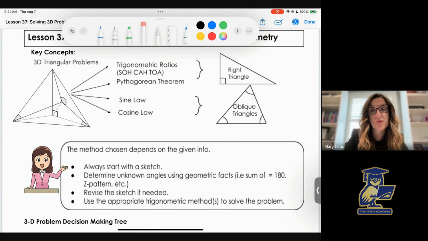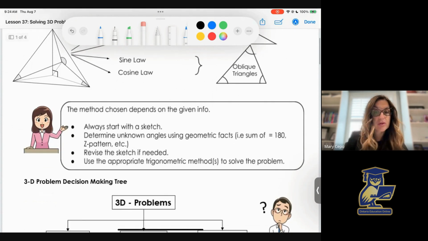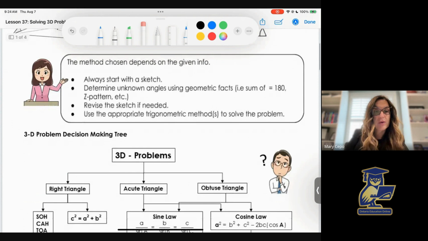So if we have an oblique triangle, something that is not 90 degrees, we apply the sine law or the cosine law. Keeping in mind, you can apply the sine law and cosine law to right triangles as well, but we stick with trigonometric ratios for right angles. And of course, for oblique triangles, you can only apply the sine law and the cosine law. Now, the method chosen depends on the given information.